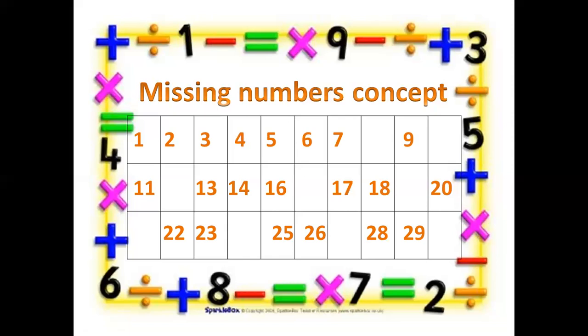4, well done, 4. After 3, the number is 4. Now, after 4, 5, 6, 7. But after 7, the number is missing. So, the missing number is 8. Well done, 8. After 7, the number is 8.